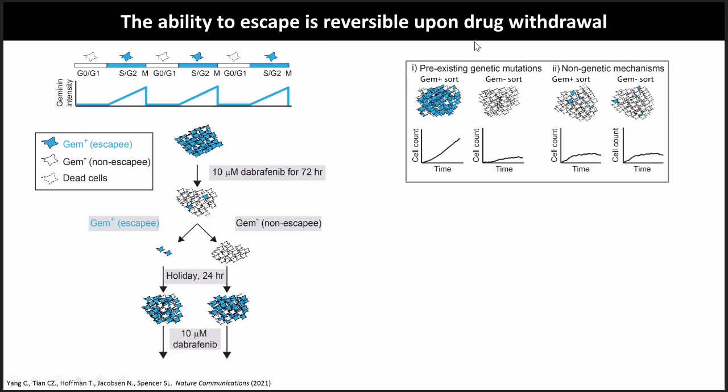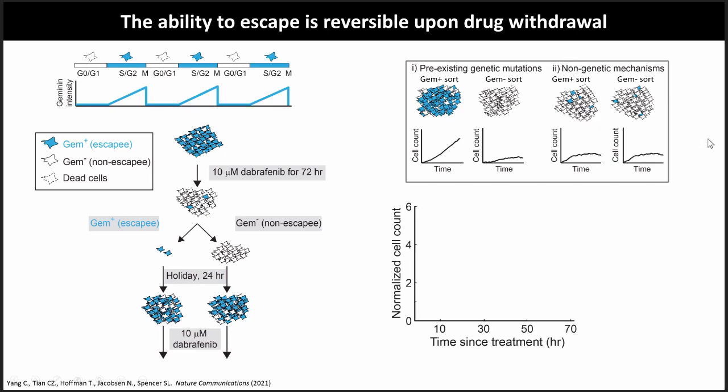So if the initial ability to escape was driven by pre-existing genetic mutations, then when we sort those SKPs and treat them again, they should proliferate much better than the non-SKPs. But if it's a non-genetic, rapidly reversible effect, then those two populations should look the same.